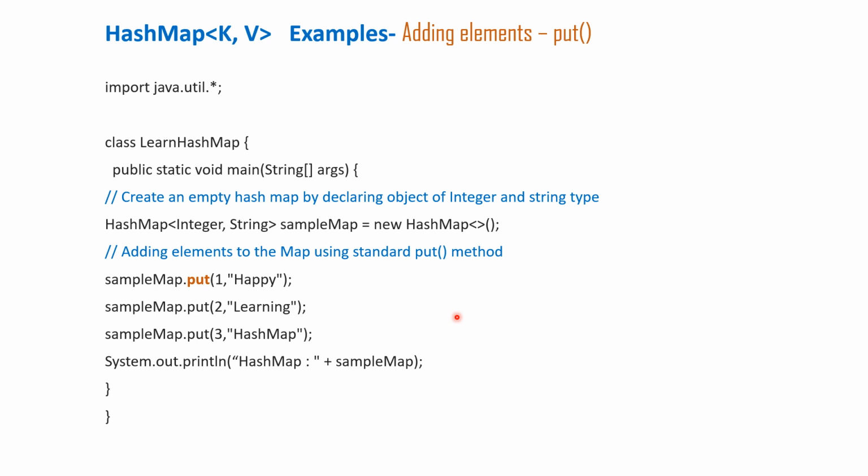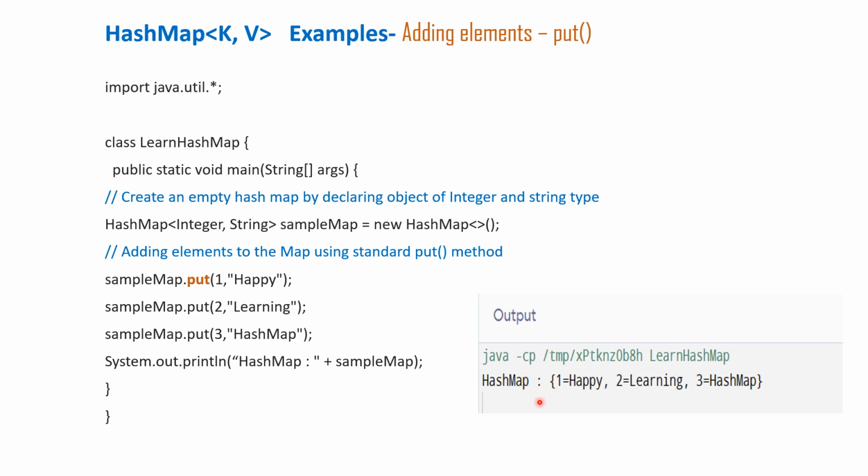So what will be the output of this program? HashMap colon, so we are just printing it out, right? Whatever data is in the map, it is just printing. So we can see here 1 equal to happy, 2 equal to learning, 3 equal to HashMap, key equal to value. So like that it is adding, and these are the entries of data in the HashMap till now. So hope this one is clear. Let's move to the next one.